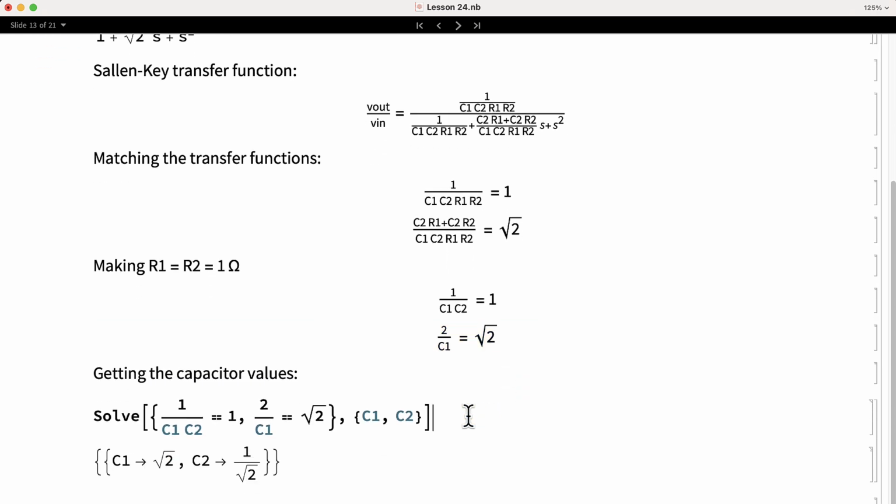Using the function solve, we can obtain the values of the capacitors, and we obtain C1 equals the square root of 2 and C2 equals the reciprocal of the square root of 2. The interesting thing about this method we are following is that we do not need to repeat this step for any other filter design. We can simply take these formulas for any Butterworth filter of order 2.